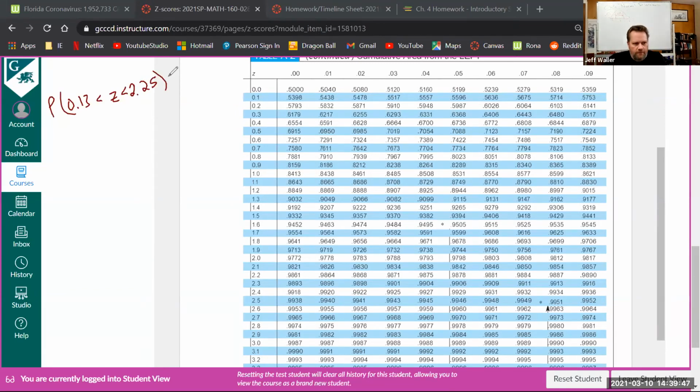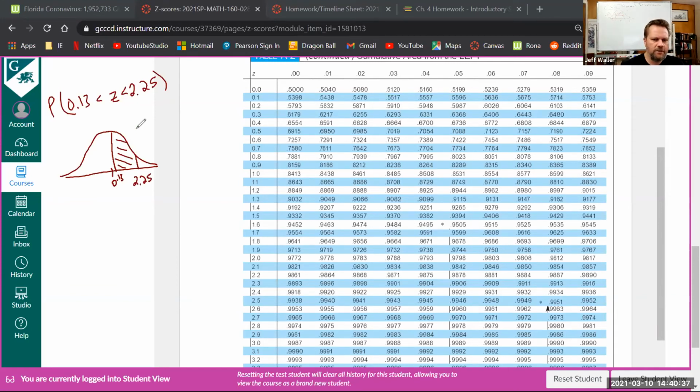So this should feel very familiar. It's just like a uniform probability question, right? You draw in and shade in the area. So let's draw the picture. There's a 0 in the middle. Where is 0.13? It's going to be a little bit on the positive side of 0. There's 0.13. And then where's 2.25? It's going to be a lot more out there. So where's the area this wants? Between 0.13 and 2.25.